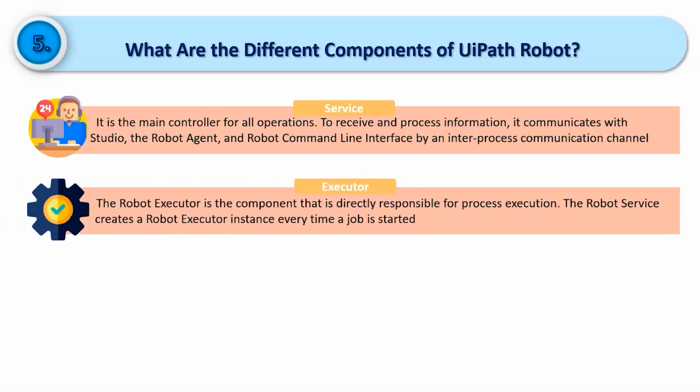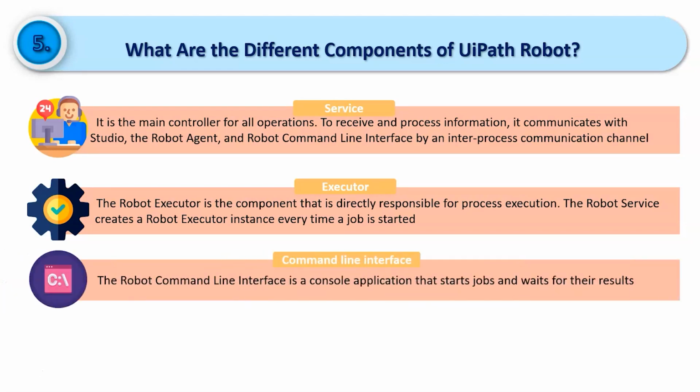Executor. The robot executor is the component that is directly responsible for process execution. The robot service creates a robot executor instance every time a job is started. Command line interface. The robot command line interface is a console application that starts jobs and waits for their results.